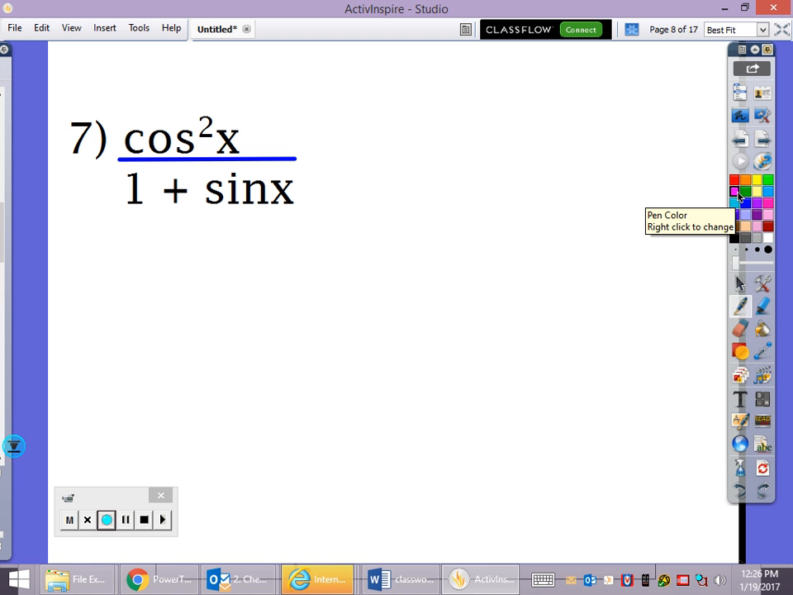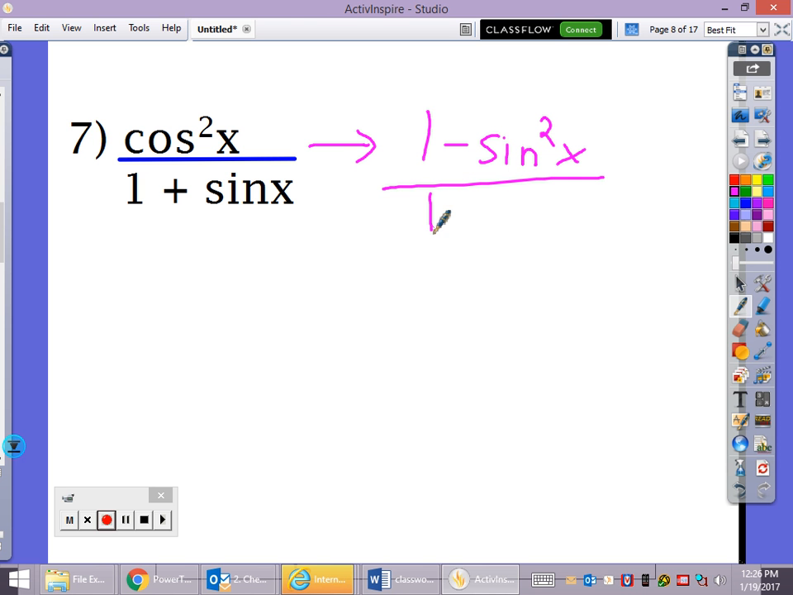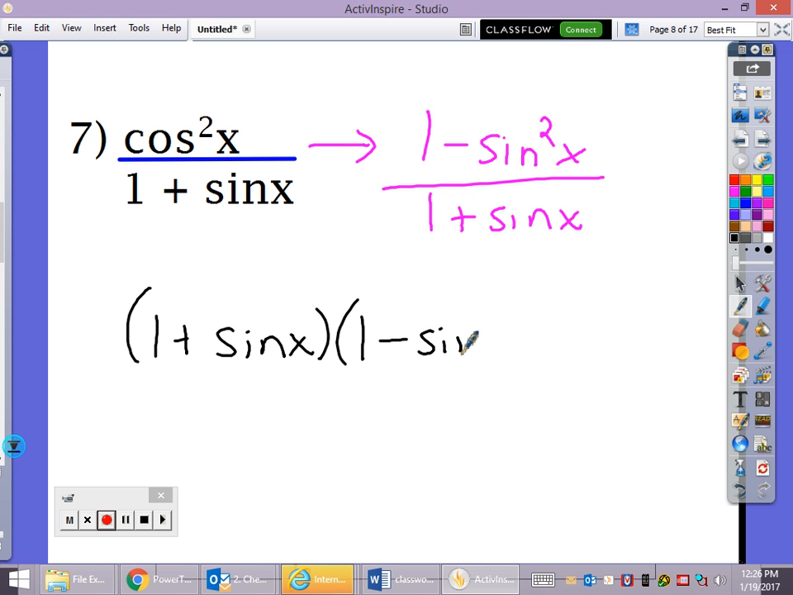Oh, yes, I want to rewrite cosine squared x, yes. Okay? What do you want me to switch it out for? 1 minus sine squared x, okay? All right, somebody else take over. Yep. 1 plus sine x. And that's because it is the difference of perfect squares.